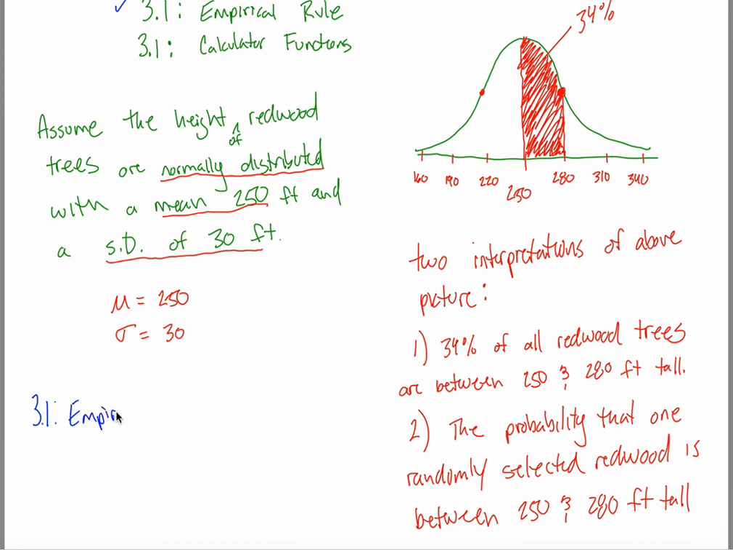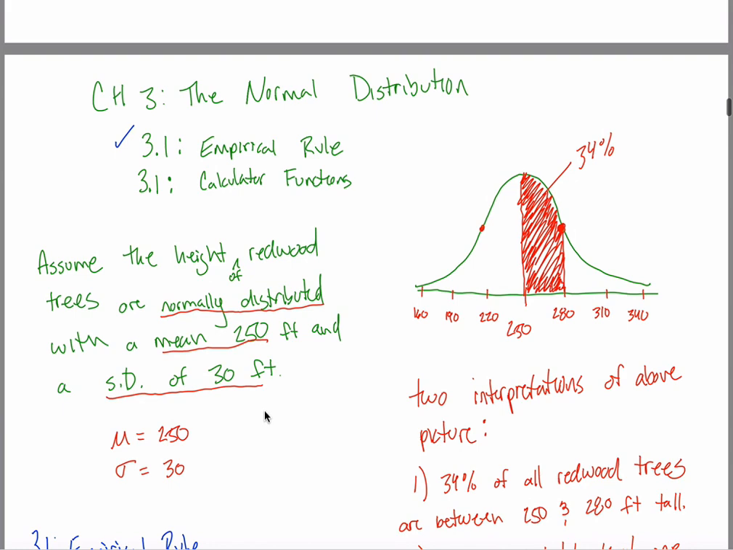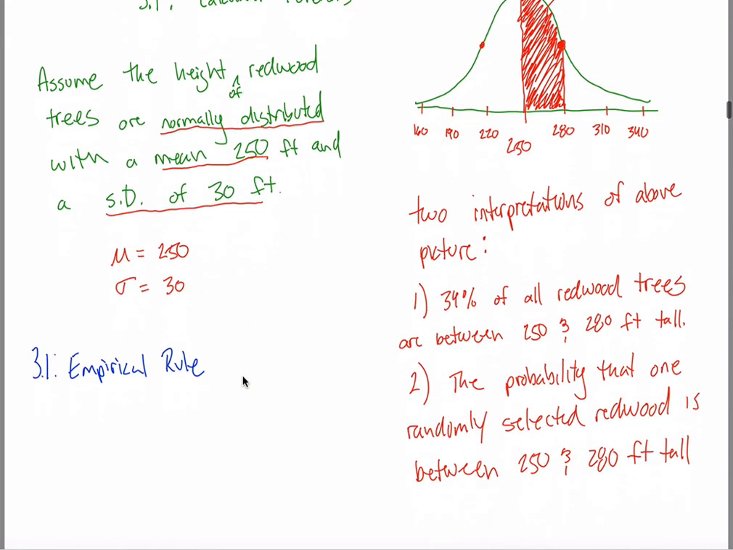It turns out that for the learning objective I just described, where you're trying to figure out how big an area is that you shade in, there are two different ways to do it. You can use functions on your calculator, or you can use this thing called the empirical rule. So we'll be answering the same questions in each of the next two sections. You're supposed to learn two different ways to do it.